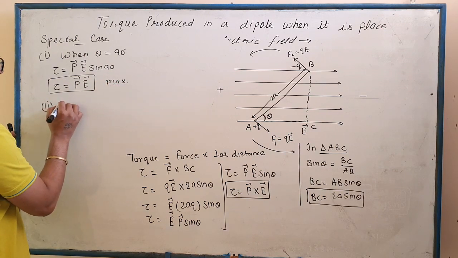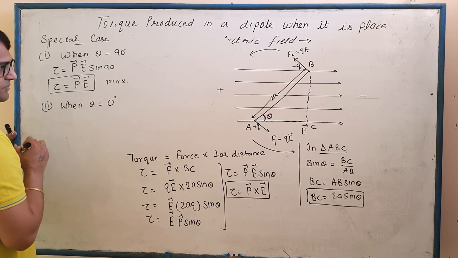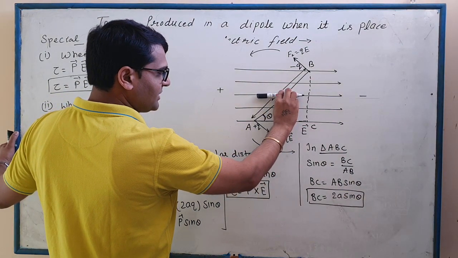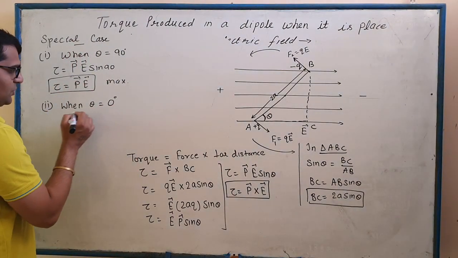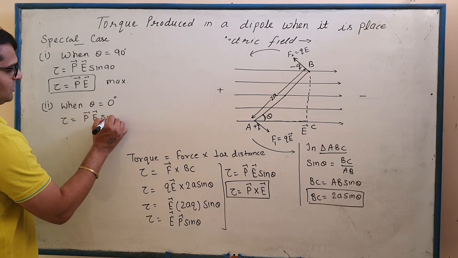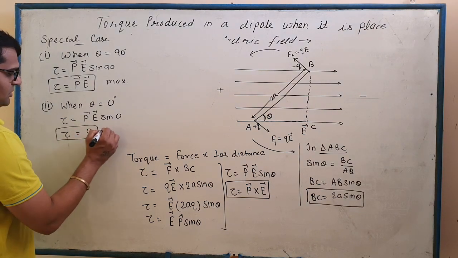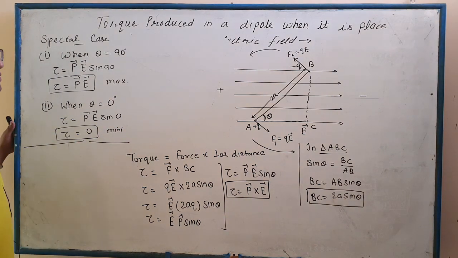Second case, when theta is equal to 0 degrees. This is the angle like this, 0 degrees. So in that case the angle will be 0, so torque will be P E sine 0, and sine 0 gives us 0, so it will be 0. So minimum. These were the two special cases for the torque produced in a dipole when it is placed in an electric field.